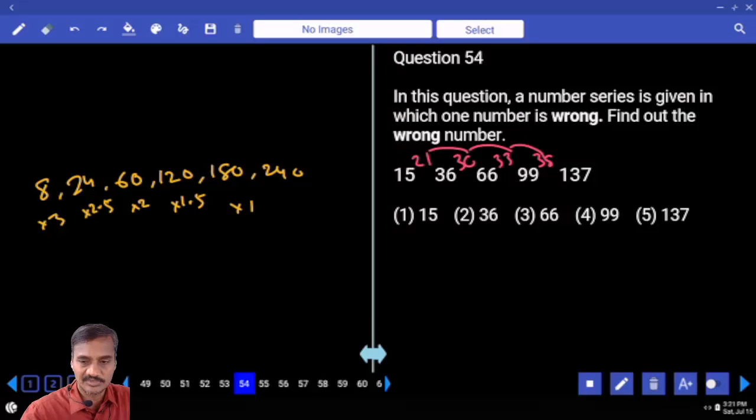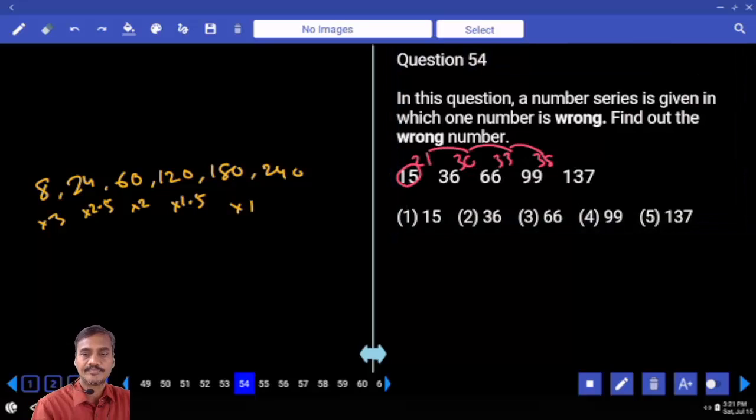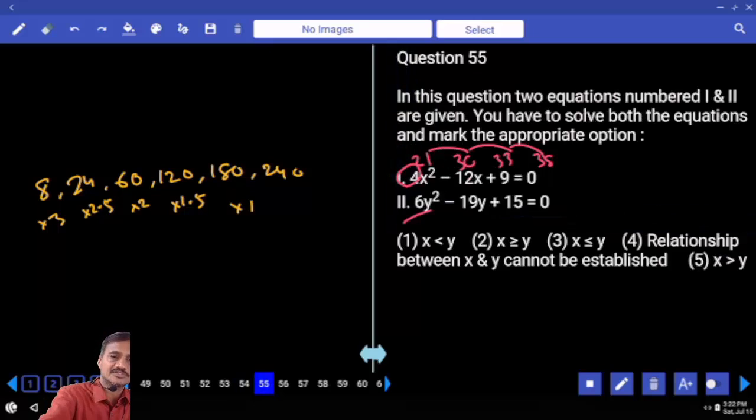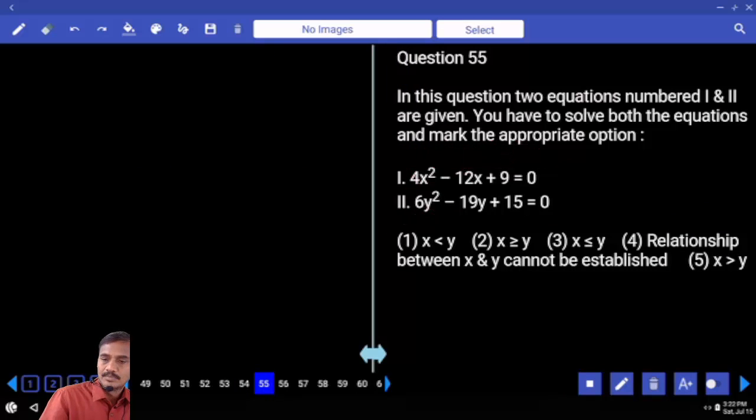And what is the wrong number here? Now this is the wrong one. Clear? Difference of differences. The difference may be 38 minus 5, minus 3, minus 1, 29 must be the difference. Fine? Now choice 1, question number 54. Else anything else? Now this is about RRB clerk prelims as well as PO.